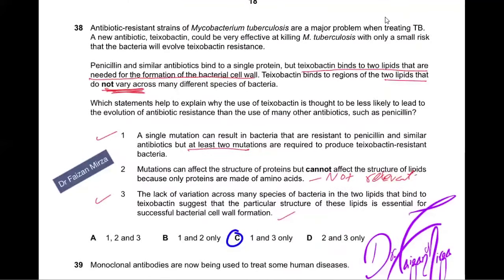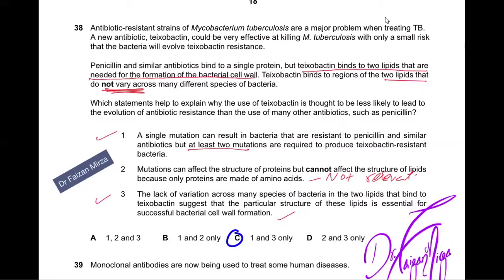Question 38. Antibiotic resistant strains are a major problem when treating TB. A new antibiotic, teixobactin, could be very effective at killing these bacteria, with a small risk that the bacteria will evolve resistance against this antibiotic. Penicillin and similar antibiotics bind to a single protein. But this new antibiotic binds to two lipids that are needed for the formation of the bacterial cell wall. So it binds to these two lipids that are involved in bacterial cell wall formation.